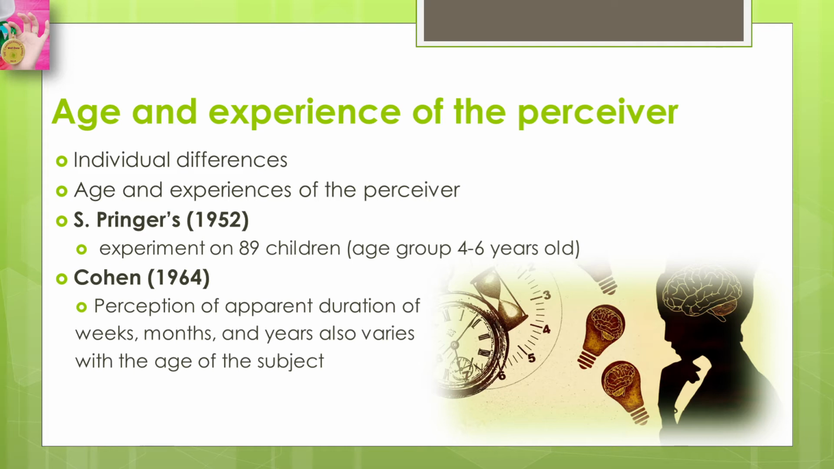Though there exist wide individual differences in the speed with which specific time concepts are acquired, the ability to perceive time also depends on age and experience of the perceiver. Now, Springer in 1952 conducted an experiment to study children's knowledge of clock time on 89 children in the age group of 4 to 6 years old.